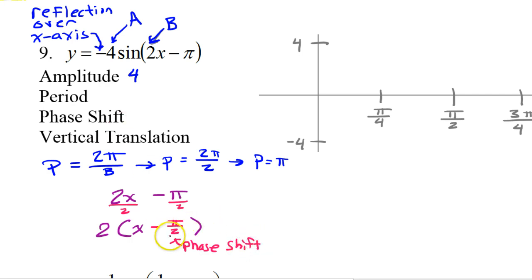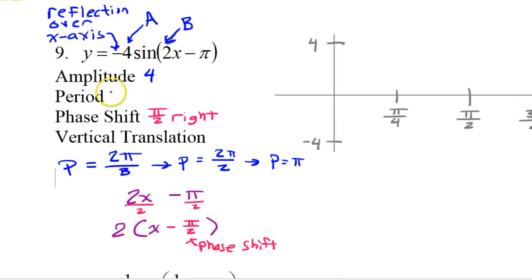Okay, so the phase shift is pi over 2 to the right. It's always the opposite of what you would normally think. So minus pi over 2 is actually a phase shift of pi over 2 to the right. By the way, the period we decided was pi, but I forgot to write it down, so I'll put it down now. There is no vertical translation. Imagine there was a +3 here on the end, that would be a vertical translation of up 3, but there's none. So now this should be enough information for me to sketch the graph.